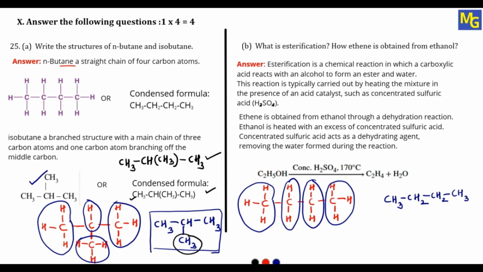So remember, this is also isobutane, this is also isobutane, and this is also isobutane. This is a structural formula and this one is a condensed formula. So remember, iso means branched. You have to first take a main chain and then you have to branch it, that is called isobutane. If you branch it at the middle carbon, it is called isobutane.